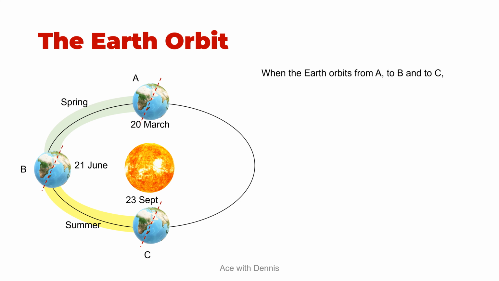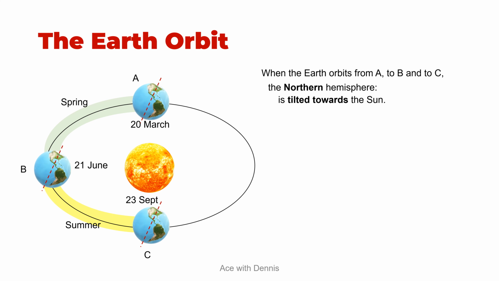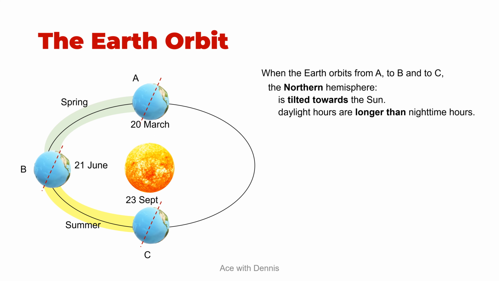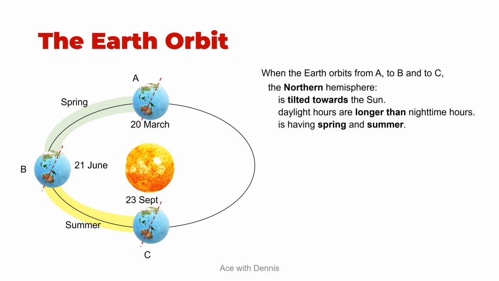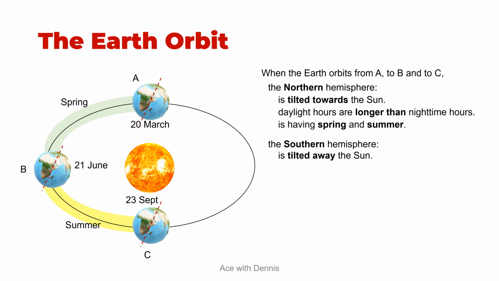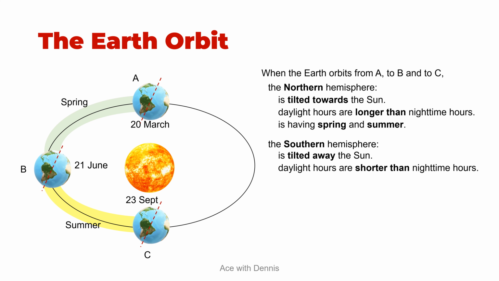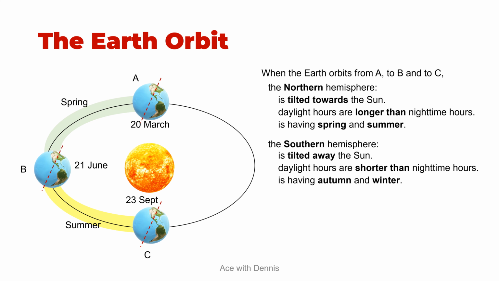When the Earth orbits from A to B and to C, the northern hemisphere is tilted towards the Sun. Hence, daylight hours are longer than nighttime hours, and the northern hemisphere is having spring and summer. On the other hand, the southern hemisphere is tilted away from the Sun. Hence, daylight hours are shorter than nighttime hours, and the southern hemisphere is having autumn and winter.